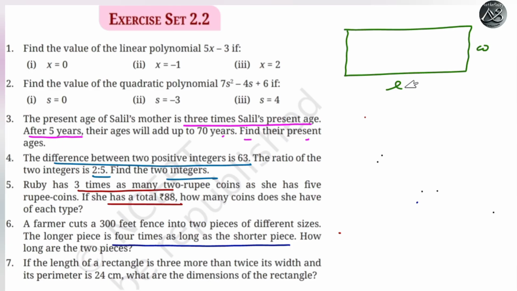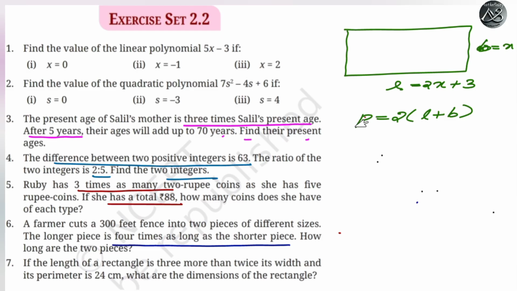It is given that the length is 3 more than twice its width. So width എത്രയാണെന്ന് നമുക്കറിയില്ല. Widthനെ നമുക്ക് x ആയിട്ട് എടുക്കാം. Let the width of the rectangle be x. Then what will be the length? So width x ആയിട്ട് എടുത്താൽ twice of the width is 2x. And 3 more than twice of the width is 2x plus 3.